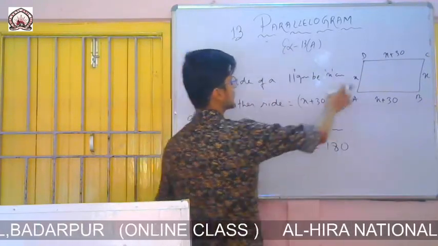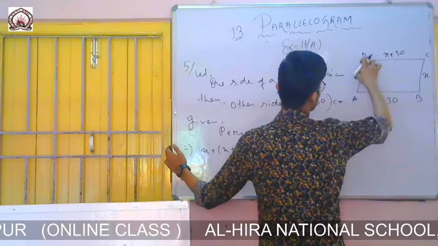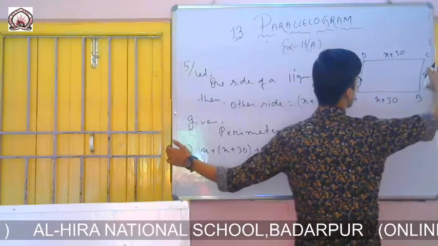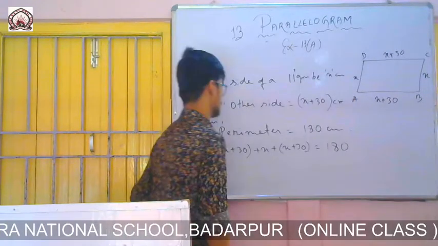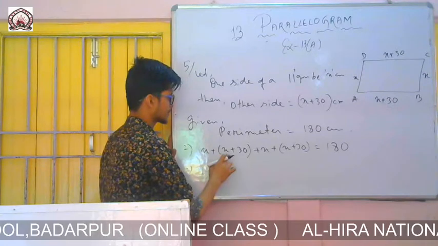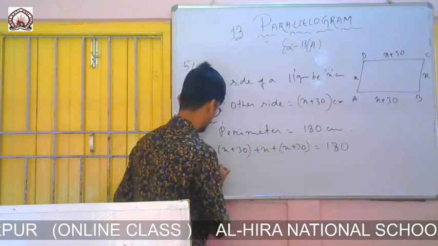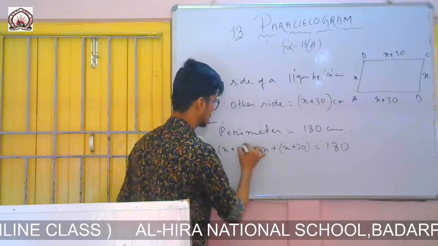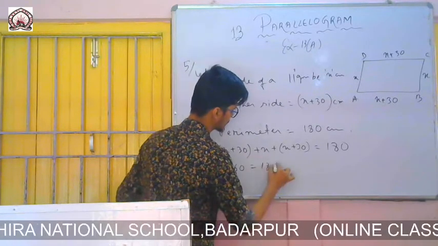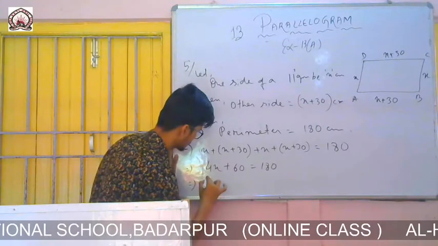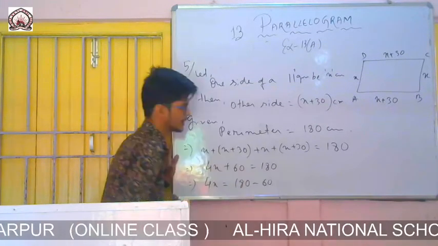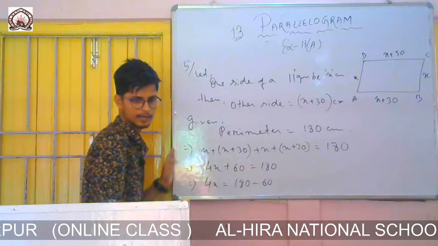Perimeter means the sum of all the 4 sides. So starting from here, this is x, then plus x plus 30, then again x, then plus x plus 30. So I have written all the 4 sides. x plus x is 2x, 3x and 1, 4x. 30 plus 30 is 60, and that equals 180. This implies 4x equals 180 minus 60.